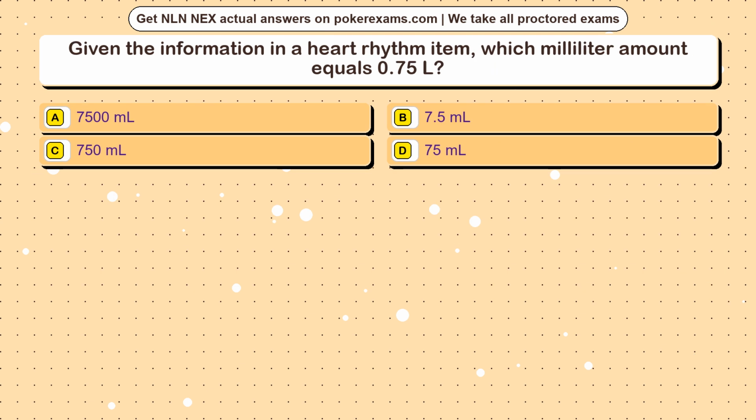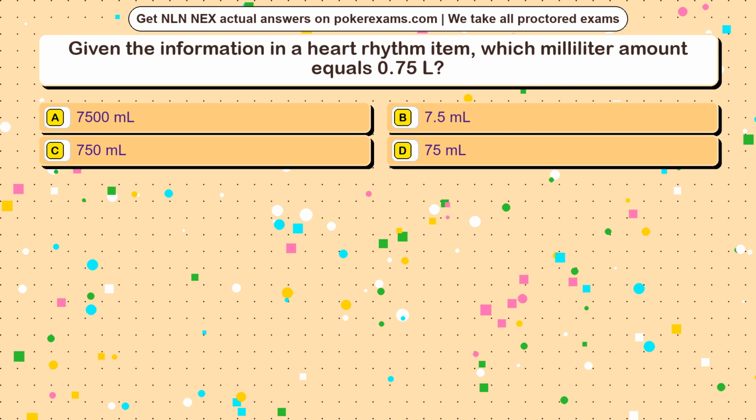Question 6. Given the information in a heart rhythm item, which milliliter amount equals 0.75 L? Option A, 7,500 ml. Option B, 7.5 ml. Option C, 750 ml. Option D, 75 ml.